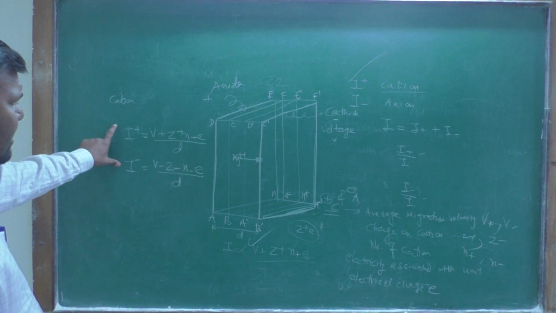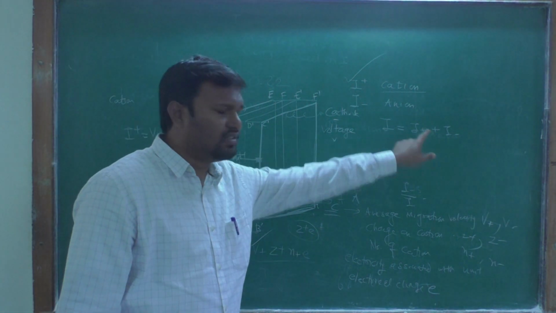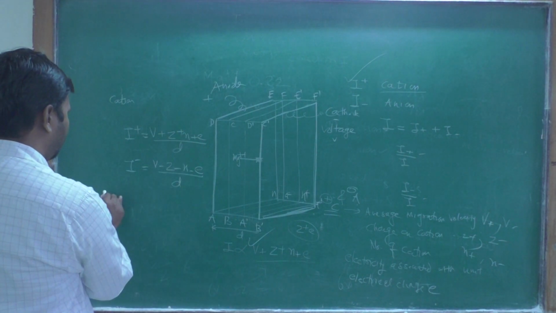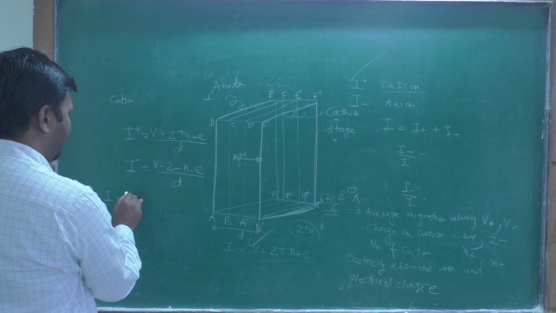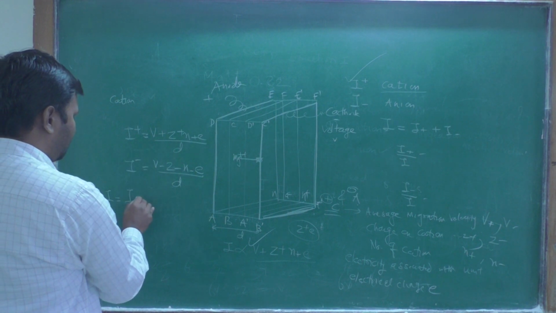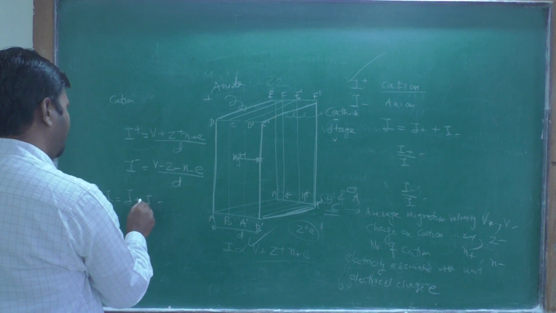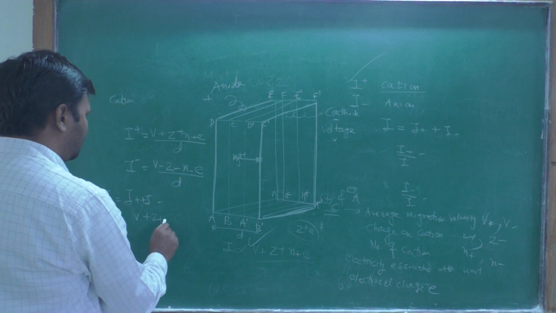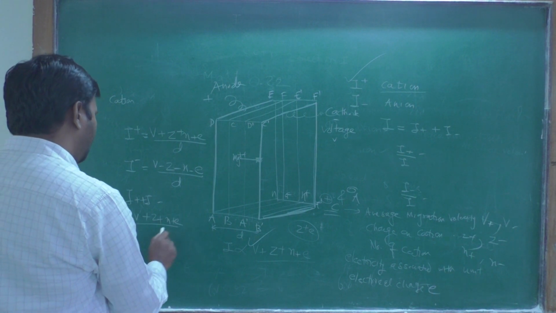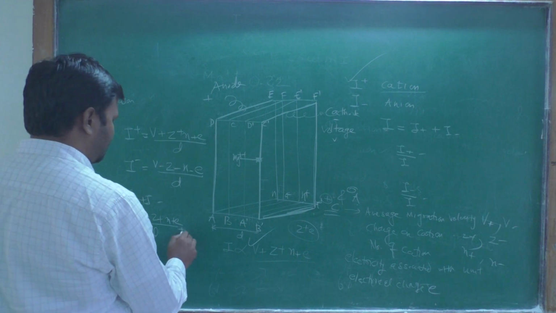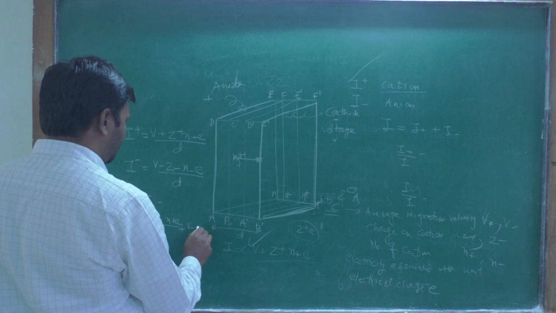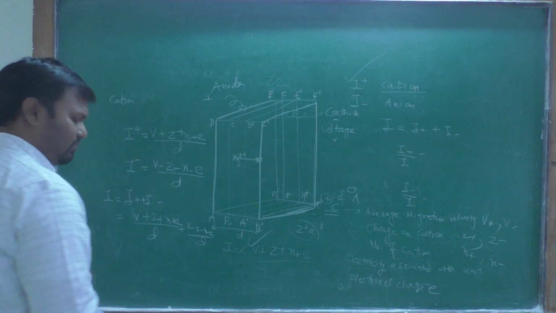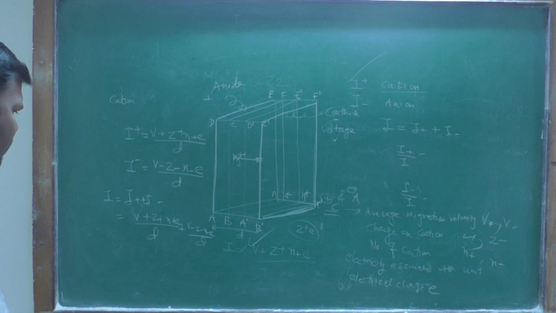Then the total current is nothing but the summation of the current of the cation and the current of the anion. Therefore, total current I is I plus plus I minus, equal to V plus Z plus N plus E upon D plus V minus Z minus N minus E upon D. Like that, we have found the relation.